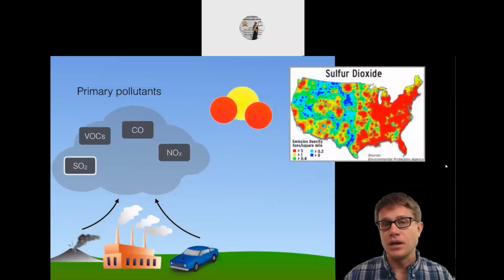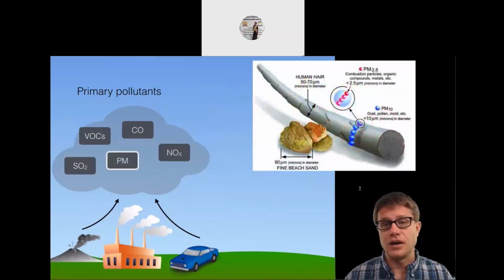We then have sulfur dioxide. You've probably smelled that if you've ever been around a coal plant. And you can see here that in the US, it's going to be restricted to the East Coast generally because we're going to have more industrialization there. And then we have particulate matter. These are going to be small solids. This is from the EPA. So you can think of sand as an example of a particulate, but it's not small enough. And so this is your hair. It's going to be on the order of 50 to 70 microns. And so we're talking about things that are smaller than that.